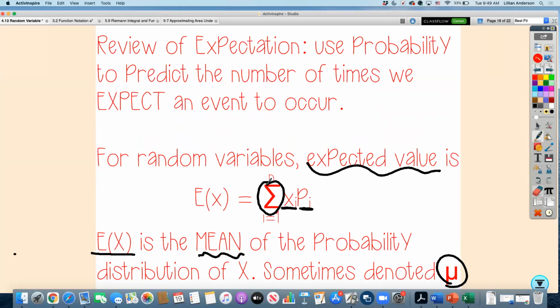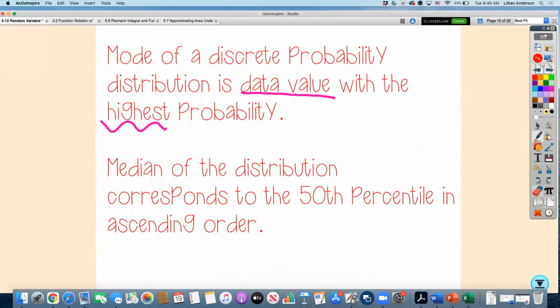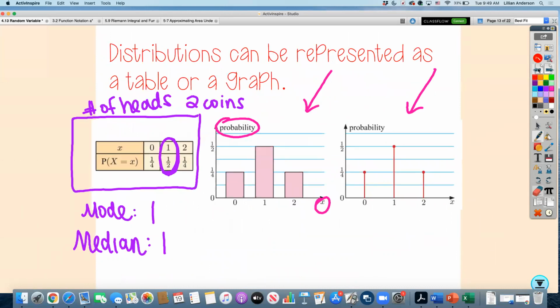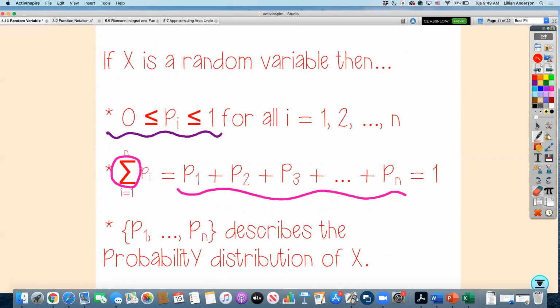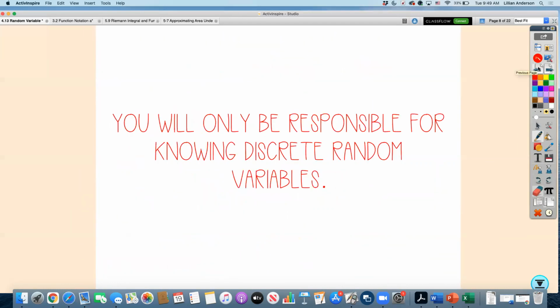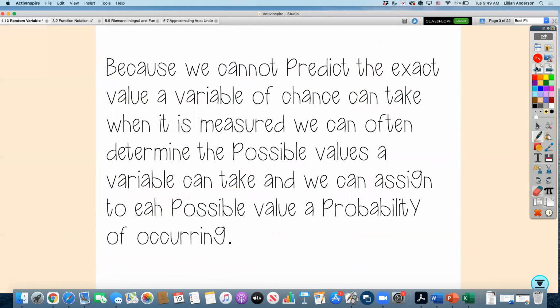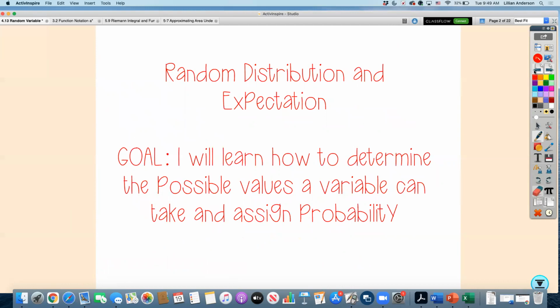Don't forget about the sigma notation. For probability distributions, all the probabilities should add up to equal 1. All your probabilities should be in between 0 and 1 in order for it to be a probability distribution. And of course, mode and median, mode being the highest probability, median being the 50%. Okay, but that is random variables and probability distributions and expectations.